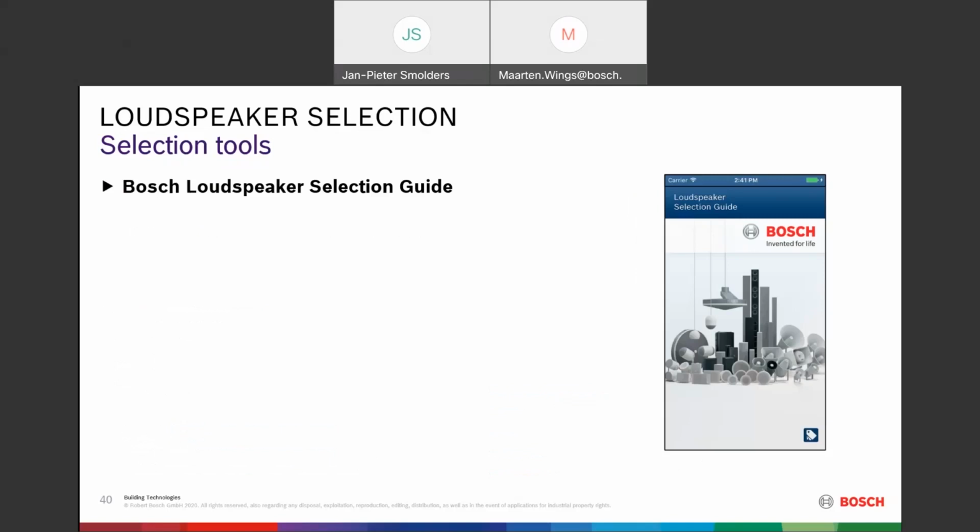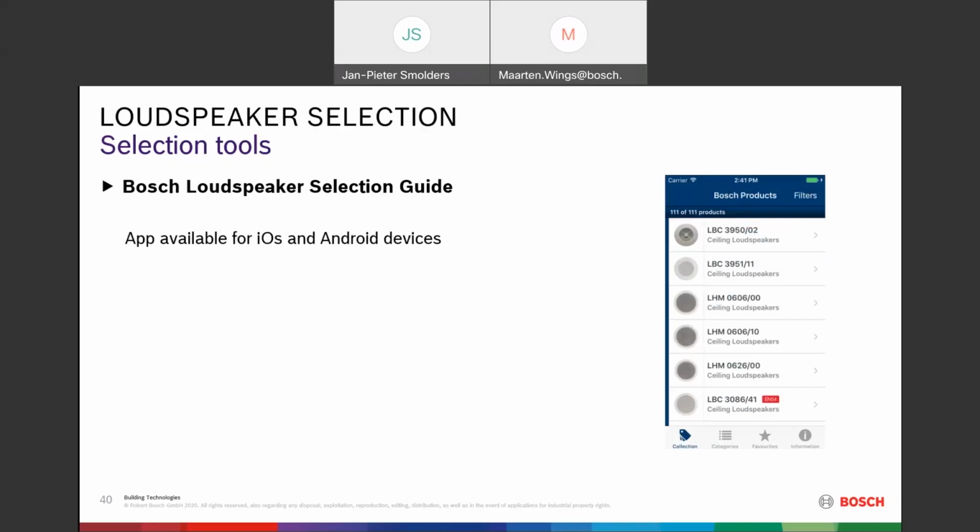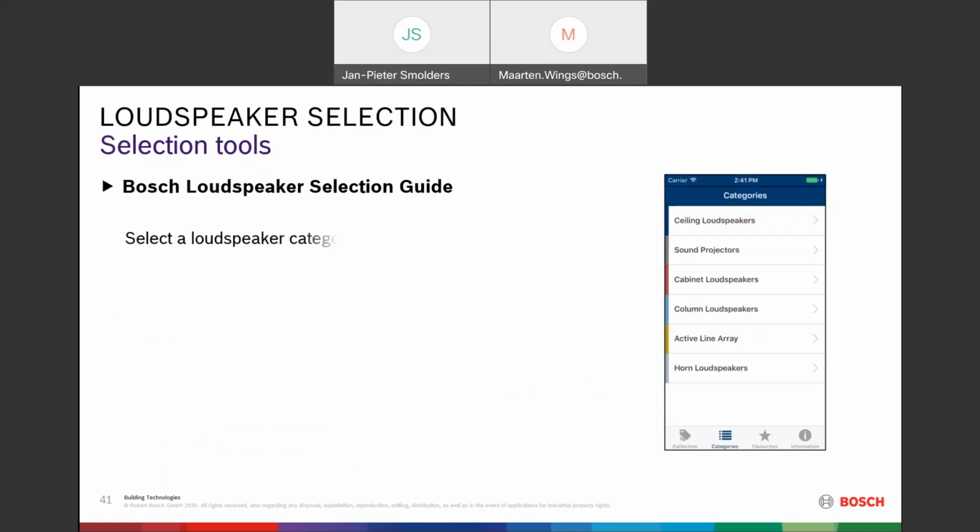Then we have also the loudspeaker selection guide app. This is an app which is available in iOS and Android. So you can download it and use it on your mobile phone, for instance, on your smartphone. What it allows you to do, you see here on the right, on the bottom, a number of selection options: collection, categories, favorites, and information.